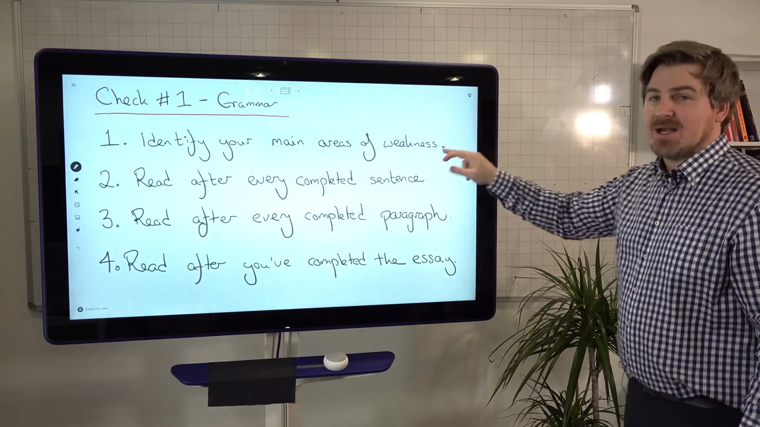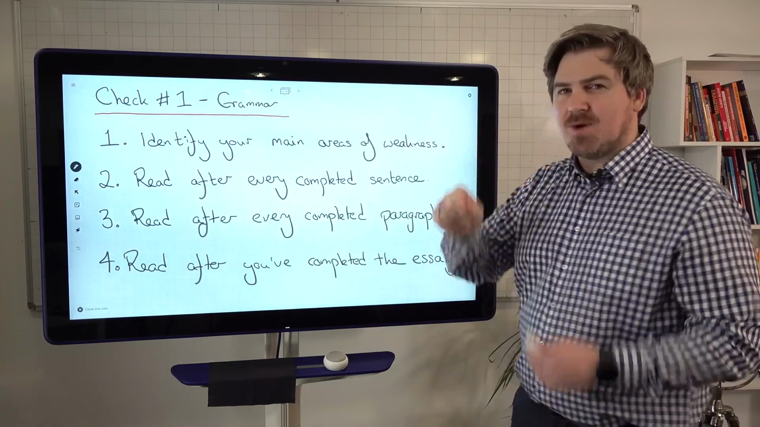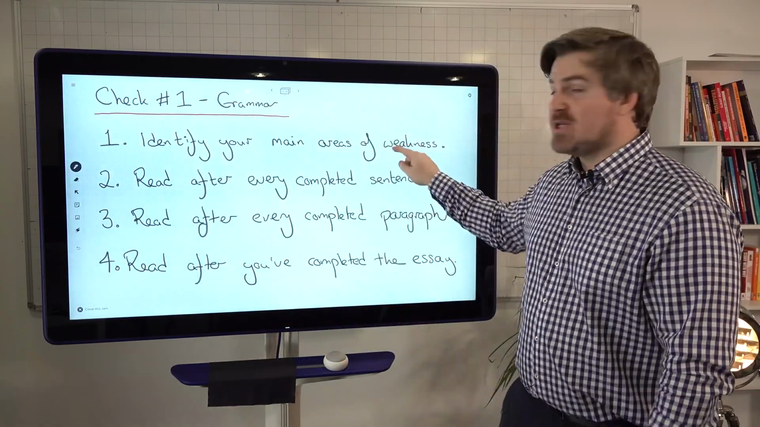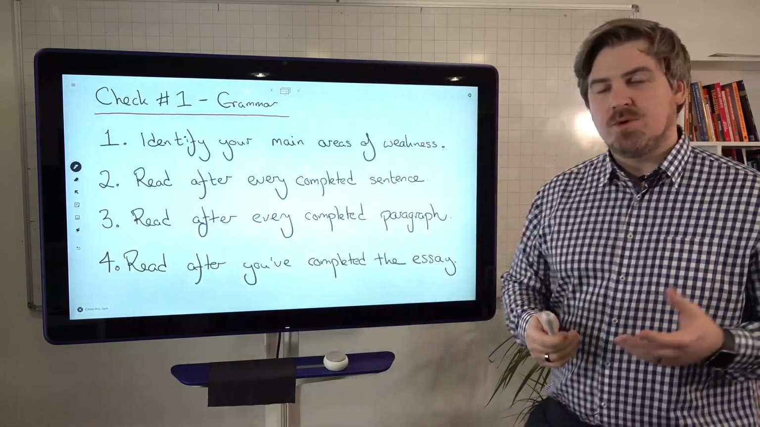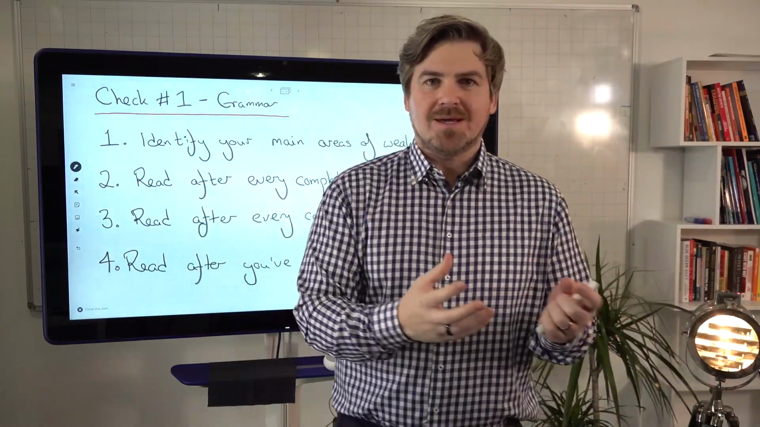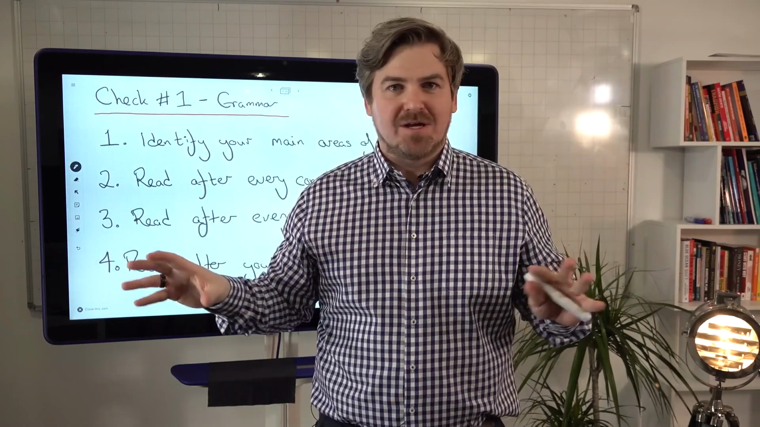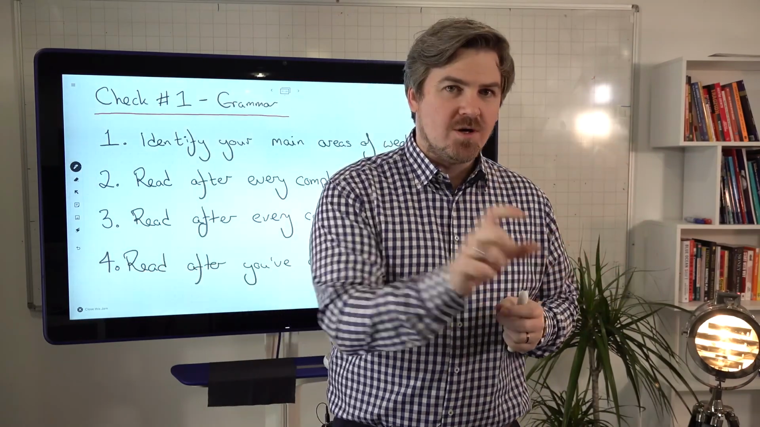And the first part of checking happens weeks and months before you even do the test. Identify your main areas of weakness. So you're not doing this while you're checking your essay. You're checking this way before you begin the test. The reason why this is so important is students very rarely are terrible at every area of grammar. They normally have 1 or 2 areas.